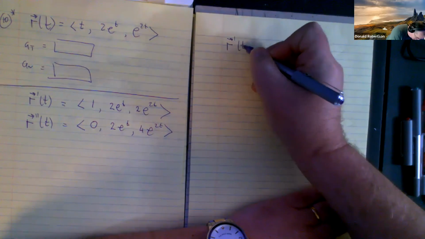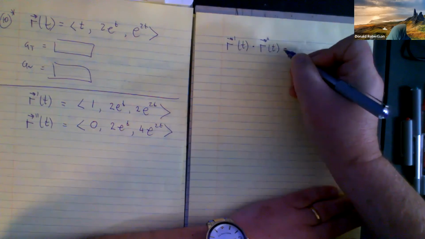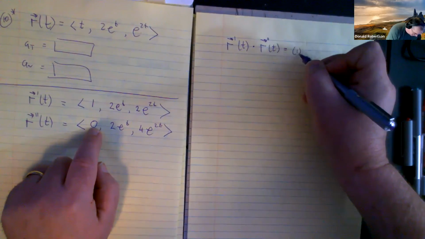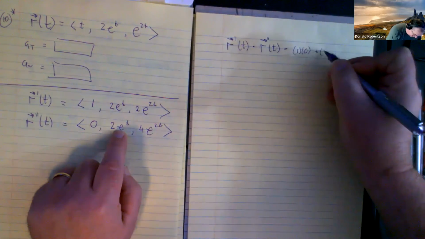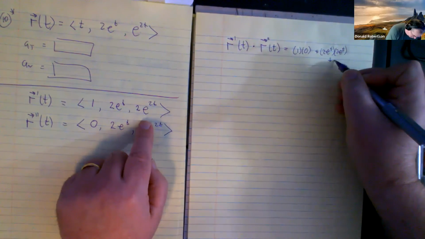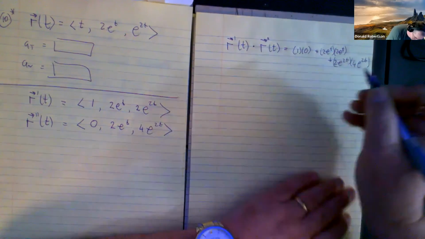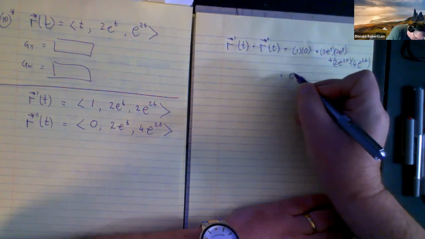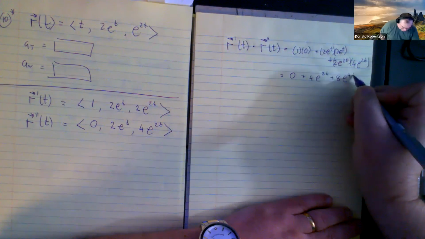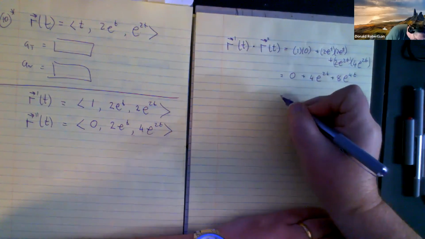So I'm going to find the dot product. And the dot product ends up being 1 times 0 plus 2e to the t times 2e to the t plus 2e to the 2t times 4e to the 2t. And that's 0, plus 4e to the 2t, plus 8e to the 4t. Are you all comfortable so far? Actually, I should have saved a line of work and not bothered to write that, but too late now.